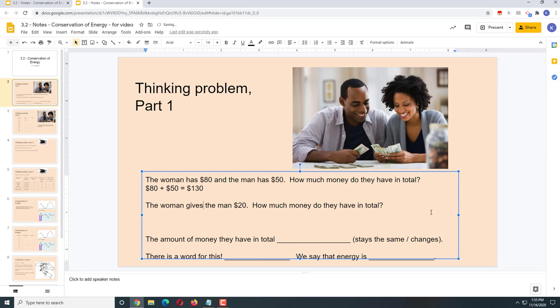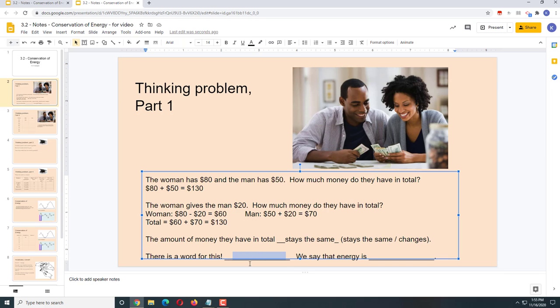The woman gives the man $20. How much money do they have in total? Well, the woman will go from $80 to 60. The man has 50 and gets $20 more and has 70. So the total has to be 60 plus 70, which is 130. Of course, the total amount of money they have stays the same. Before, they had $130. After, $130.